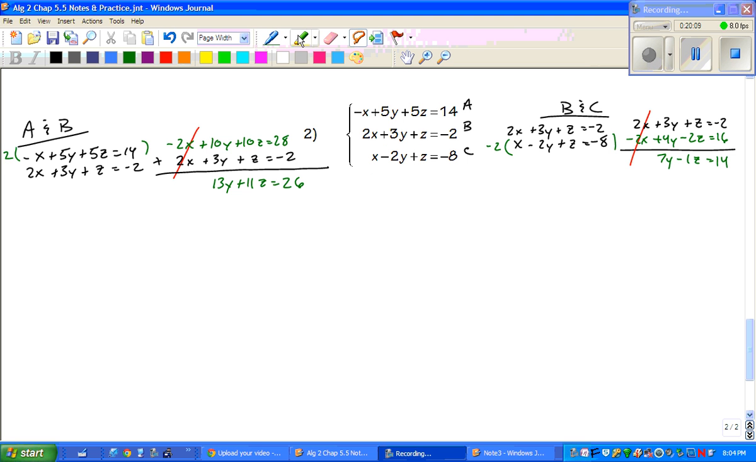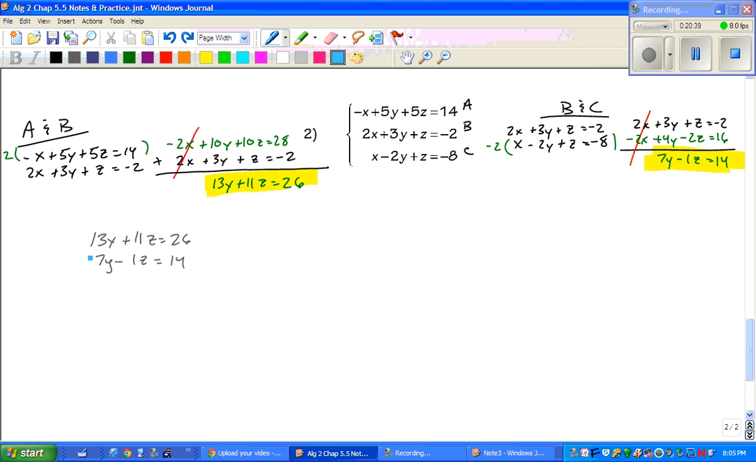Okay, so after doing the first elimination, these should be your two equations. And now, after that, you're going to do 13y plus 11z equals 26, and 7y minus 1z equals 14, okay? Now remember, at the top, the things that I canceled each time were the x's, because we want to get that variable gone first, okay?